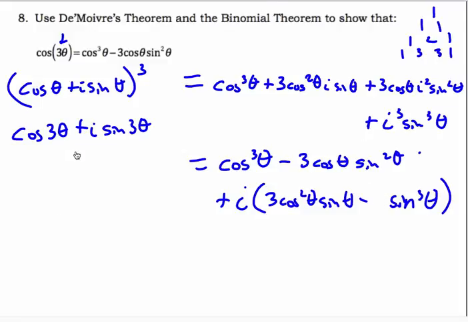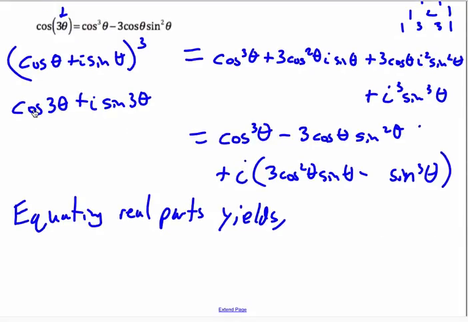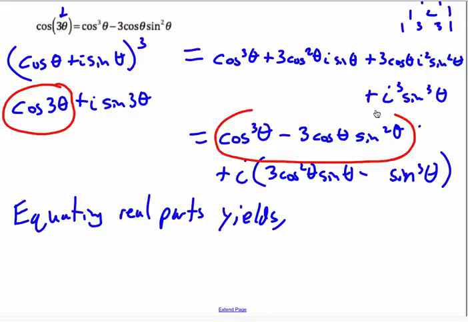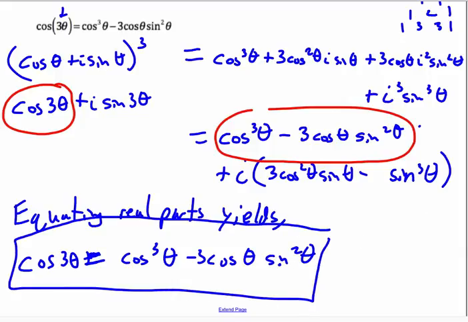And next, we need to just equate the real parts, okay? So equating real parts yields: this is the real part of the left-hand side, this is the real part of the right-hand side, so those must be equal, which is what we set out to prove anyway. Cosine 3 theta equals cosine cubed theta minus 3 cosine theta sine squared theta. Okay, so that is the proof of that.